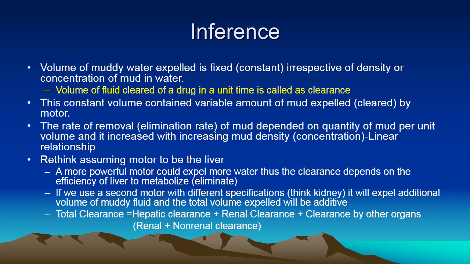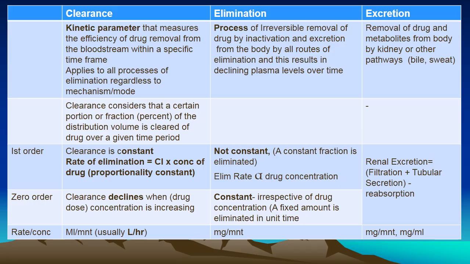Now rethink, assuming the motor to be the liver. A more powerful motor could expel more water. Thus, the clearance depends on the efficiency of the liver to metabolize and eliminate. If we use a second motor with different specifications, think kidney, it will expel an additional volume of the muddy fluid, and the total volume expelled will be additive. Therefore, total clearance is renal clearance plus non-renal clearance, or hepatic clearance, or clearance by other routes.